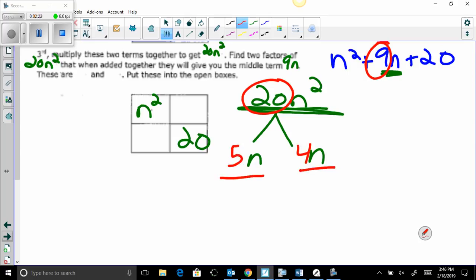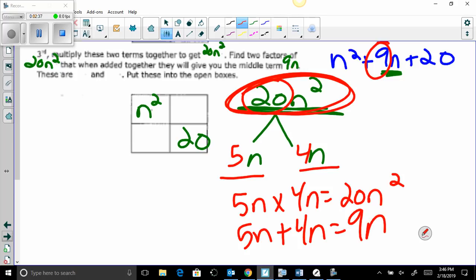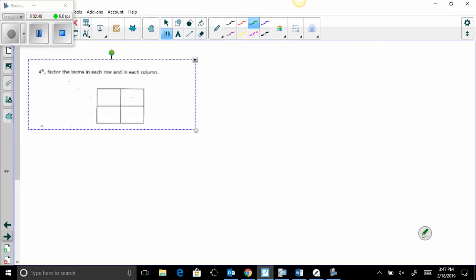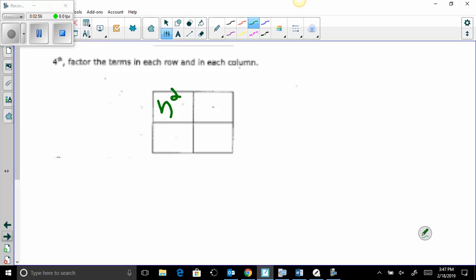So 5n times 4n gives me 20n squared when I multiply it. And 5n plus 4n gives me the middle term, which is 9n. So put these, 5n and 4n, into the boxes. It doesn't matter which one you put where. Because from here, I am going to factor each row and factor each column. So I was left with this.